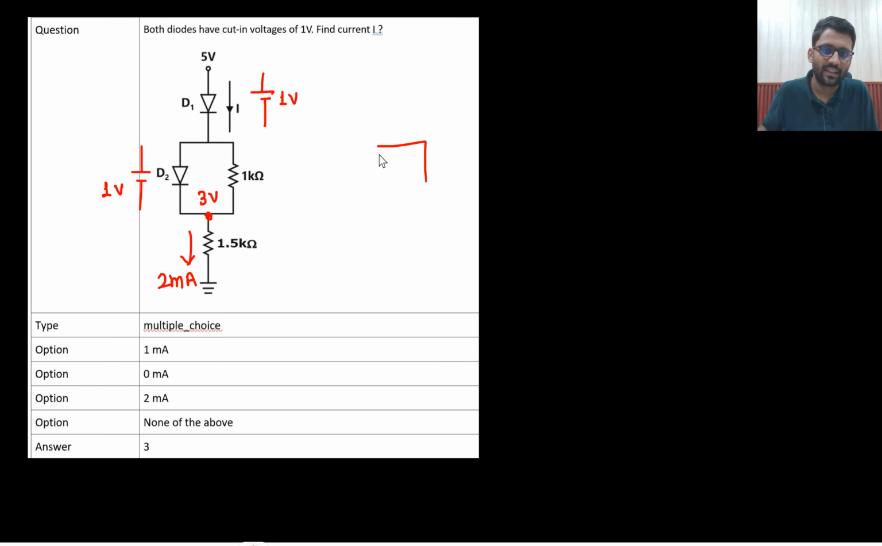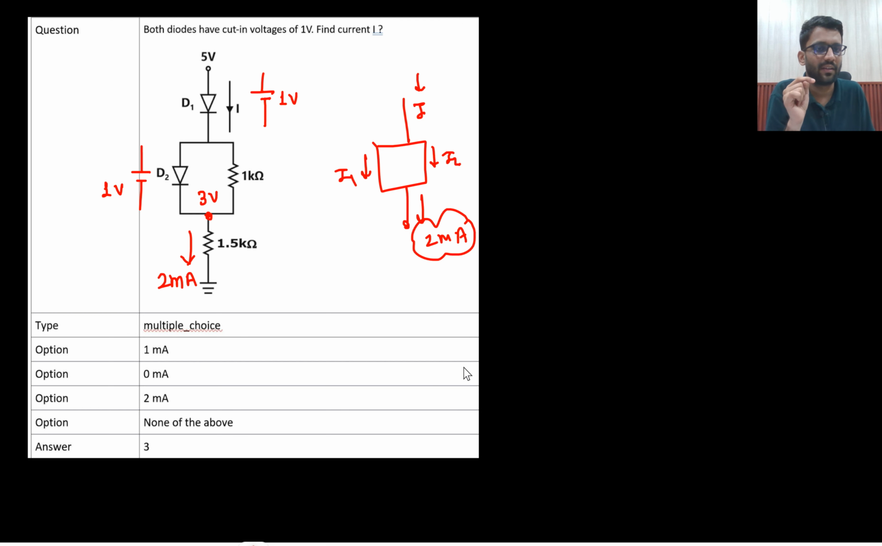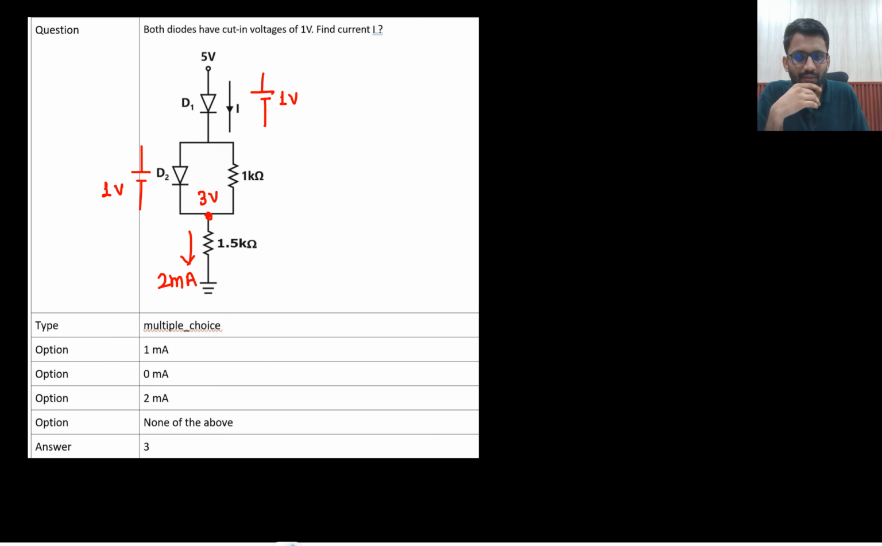Now let's just say this is the network. Here I am having 2 milliampere current, and this is my I current. So what is happening? I current will be divided into these two, I1, I2, right? Then I1, I2 will be added and will become 2 milliampere again. So basically I is equal to 2 milliampere only, no? Are you getting this point? From upward side 2 milliampere current is coming, that is being divided into these two paths, then again 2 milliampere.